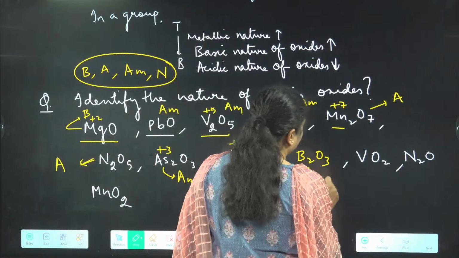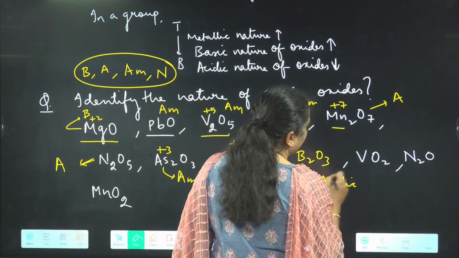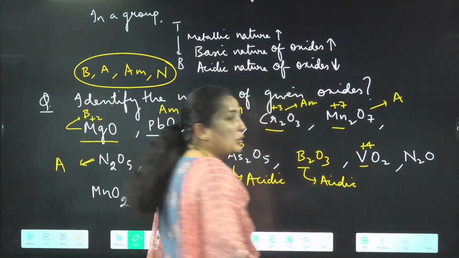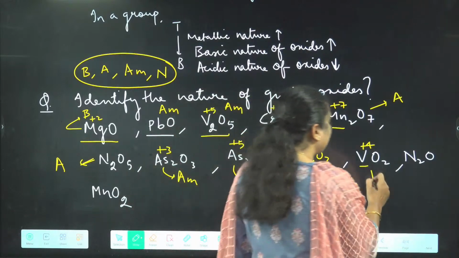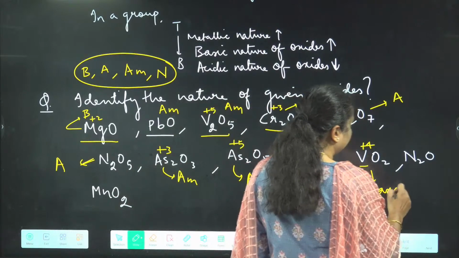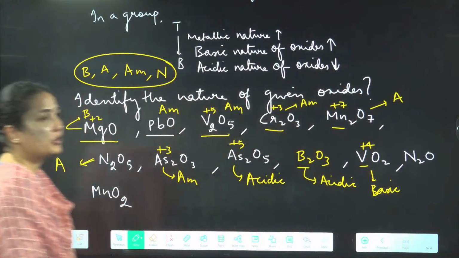B2O3, non-metal oxide, again acidic. VO2, +4, but remember this was an exception. So this is basic. Ideally it should be, what it should be?